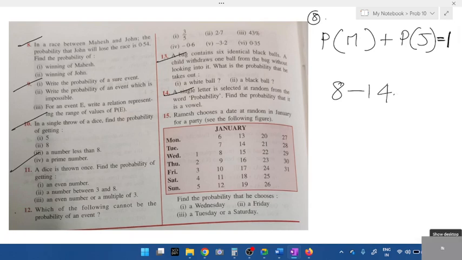Completed? Look at 11th question. Yesterday I gave an example. Multiple of 3. Skip the 12th one. I'll teach you all tomorrow.